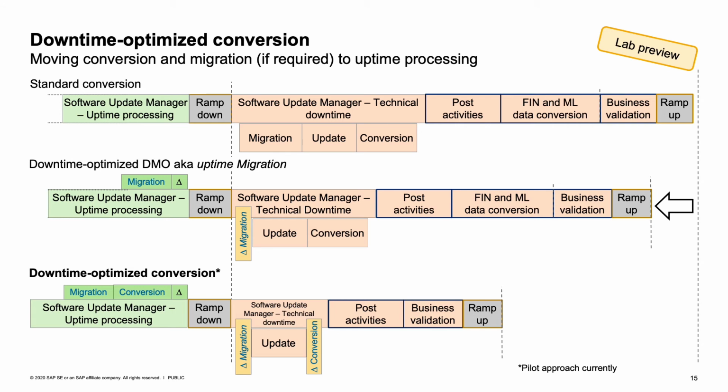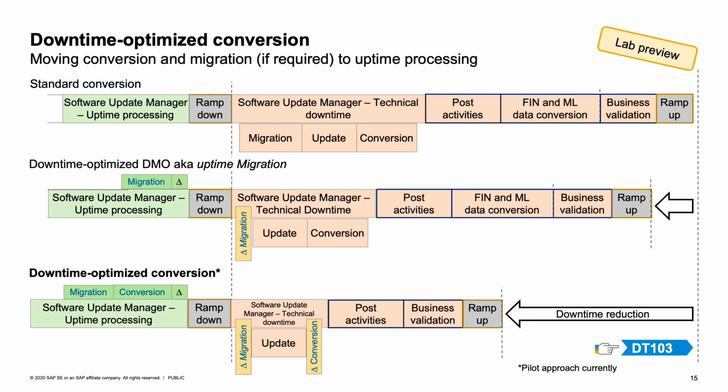We even have a delta part here, delta migration. That means end user activities are detected by the system and are then replayed. And we have a drastic reduction of the downtime there. Not migration only, but also conversion is reduced. I will focus on this approach in the DT103 there as well. This is on downtime-optimized conversion.